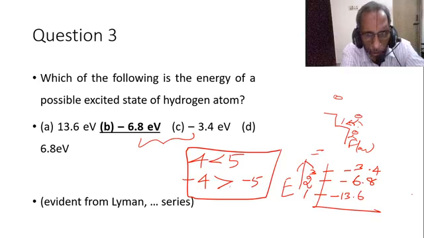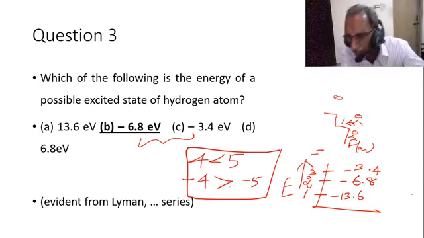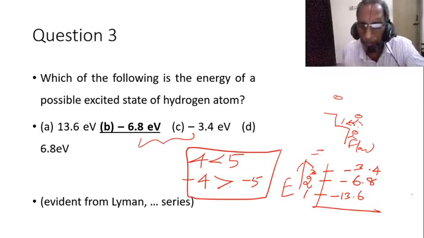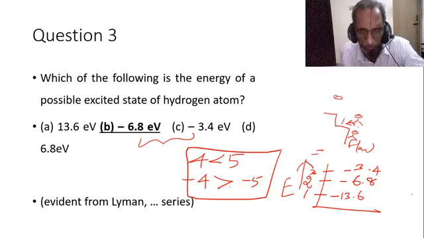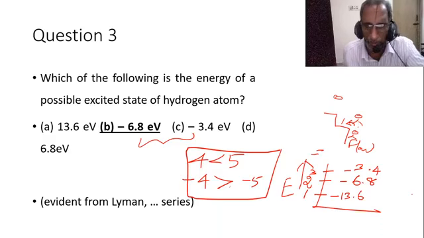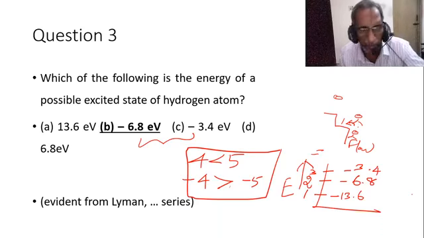B and C are to be noted, but it is given possible excited state. Possible excited state means you have three steps: first step, second step, third step. The second step is the possible excited step. The third step is somewhat rigorous excited step, which is less possible. So that is the idea. Option B. Minus 13.6, just above value is minus 6.8, still above value is minus 3.4. So minus 6.8, option B, is the correct choice.